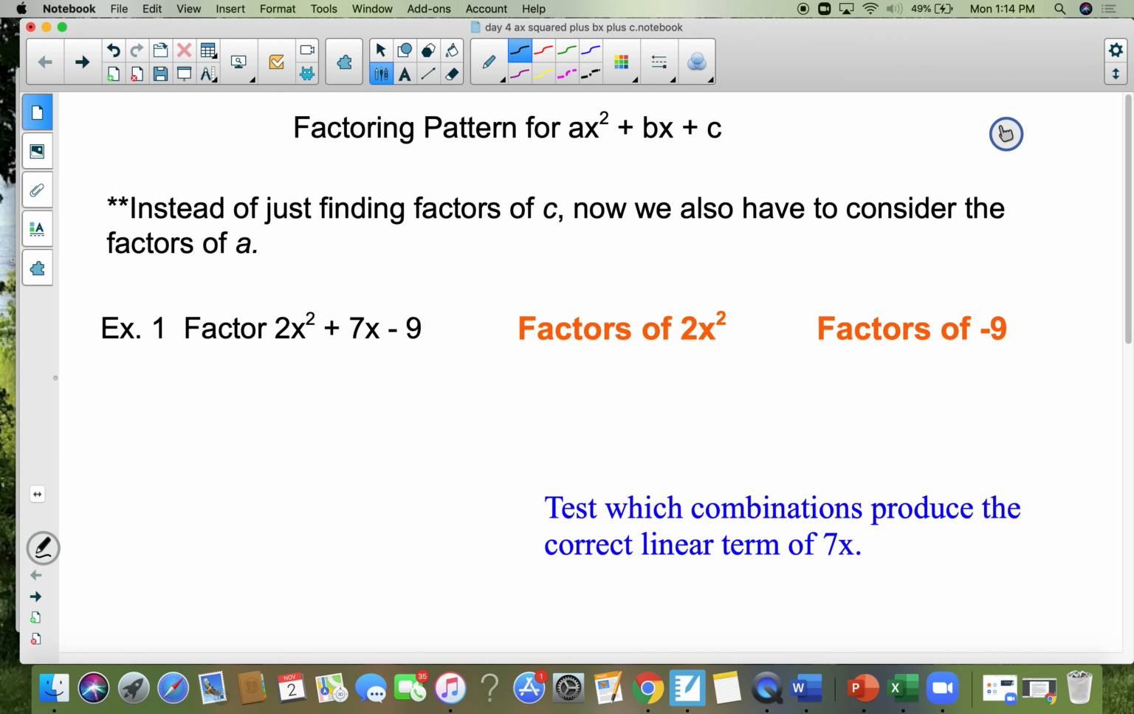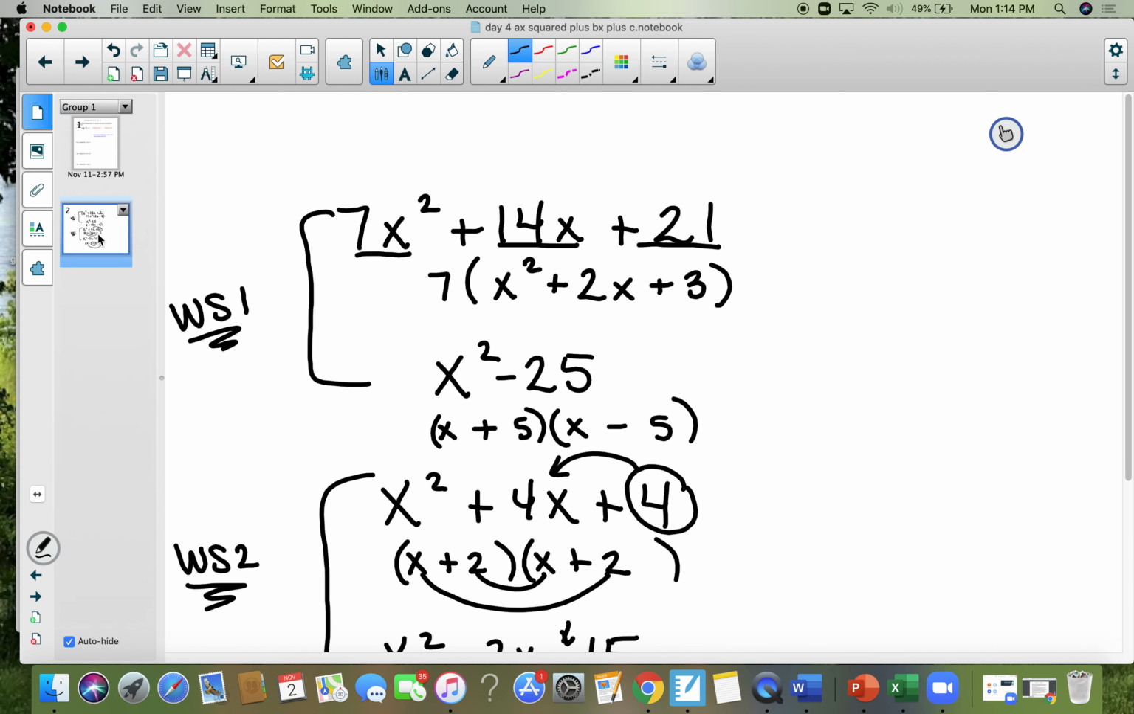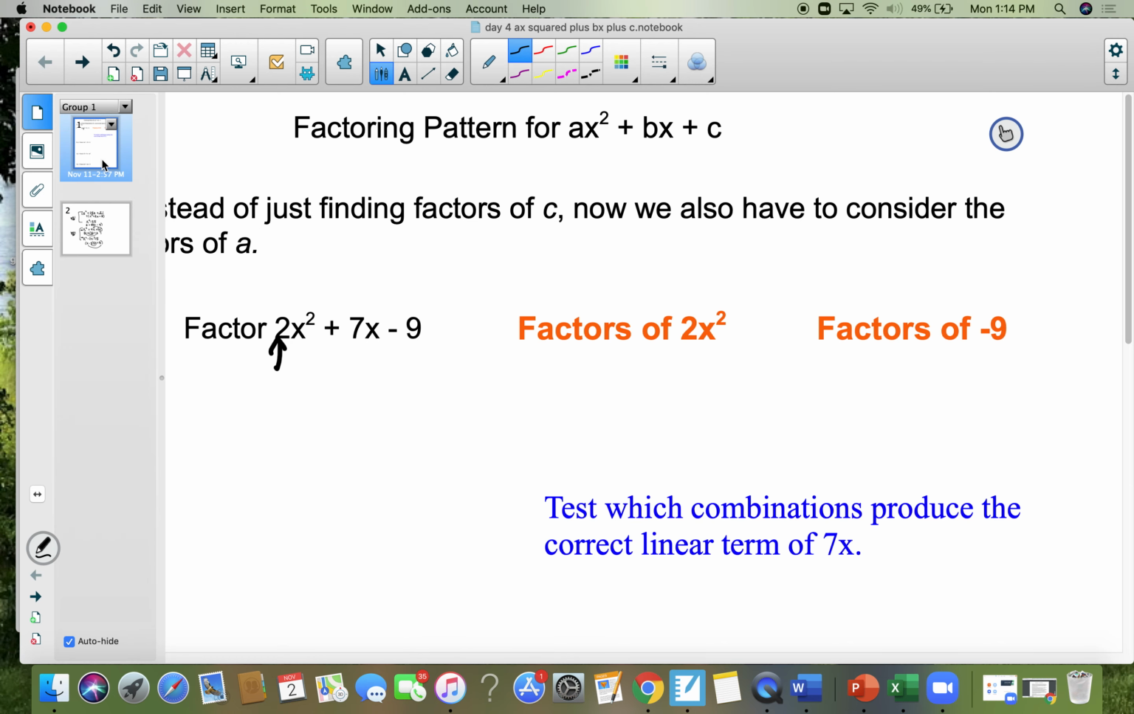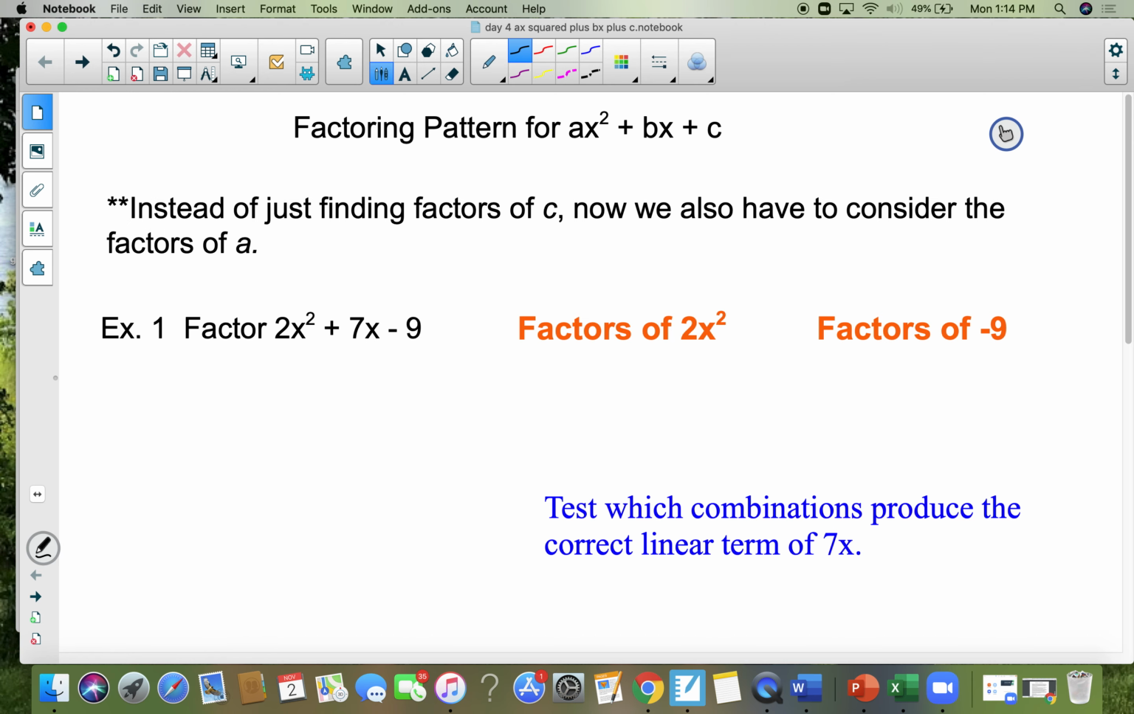See the difference now? The third day has a number out in front, where on the second day, there was no number out in front. So that's why this is a little bit harder to do. So how do you do these when there's a number out in front? You're going to just do a test. You're just going to test.